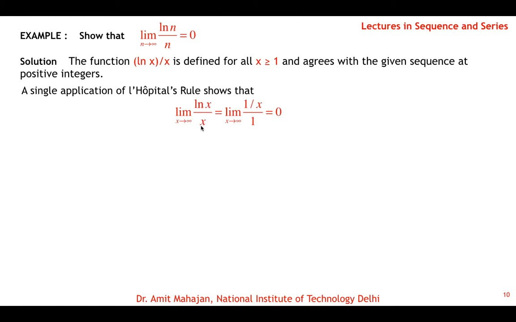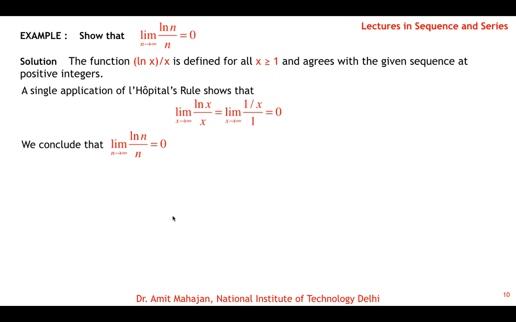L'Hopital's rule says that we can take one derivative of the numerator and one derivative of the denominator, and then apply the limit. So this limit is the same as the derivative of log x, which is 1 by x, over the derivative of x, which is 1, and when x goes to infinity, this 1 by x is 0. So the limit of this function is 0, and by the previous theorem, the limit of the sequence is also 0. That gives our result.